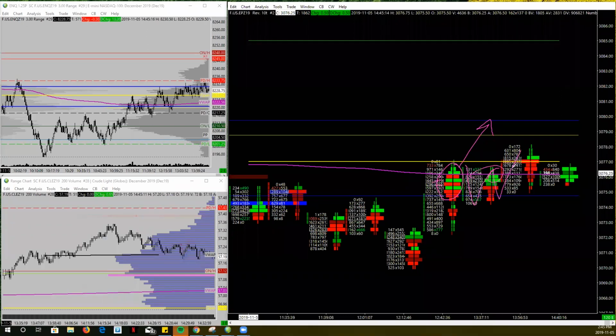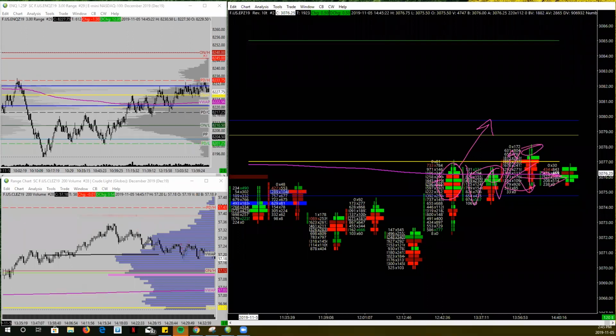You can see the buyers take over here. We get a significant pop. They die out here, sellers take over, and now we're back within the range. This is a great tool for gauging momentum, identifying fade opportunities, and more.